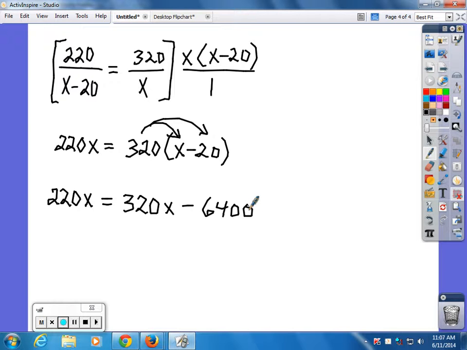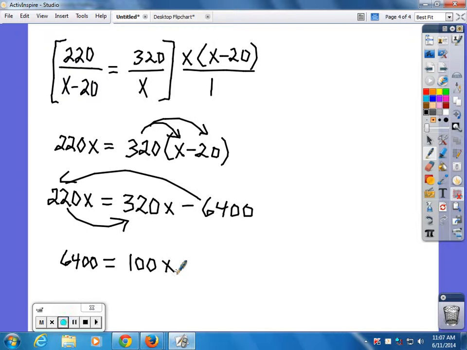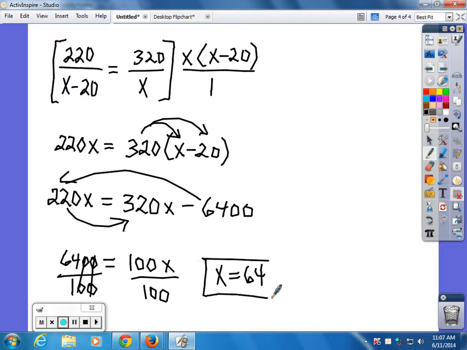And I like to keep my variable positive, so I'm going to bring the 220 over and the 6,400 over. So that's going to be 6,400 is equal to 320 minus 220, which is what? 100x? Y'all check me. Divide by 100. Please do not use a calculator because that will not look good. 64 is equal to x. So, I guess it's 64 miles per hour or whatever they're asking.